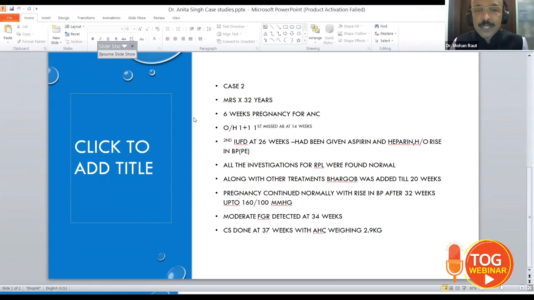Along with other treatment, I think I'll hand over to Dr. Singh for her expert comments on how she managed this case. All investigations were normal. The papers of the previous pregnancy showed that she had a moderate rise in blood pressure in the pregnancy that ended in intrauterine fetal death at 26 weeks.